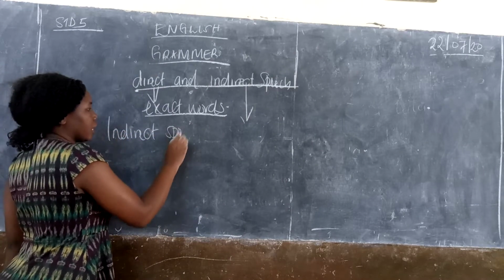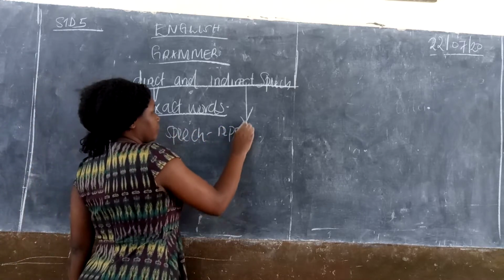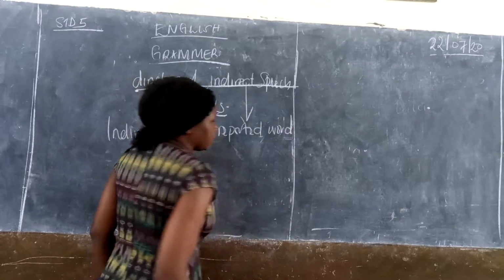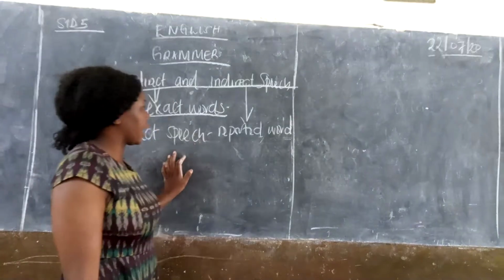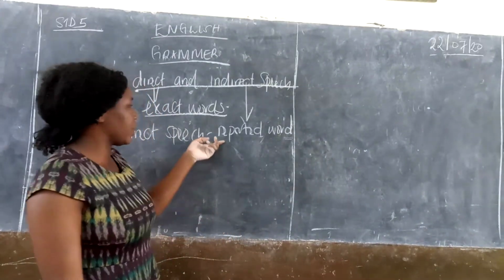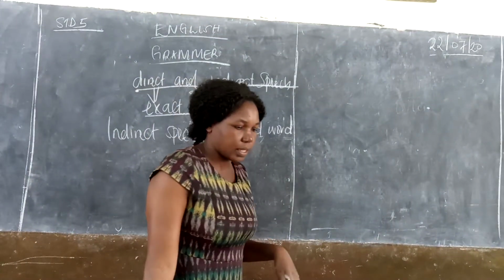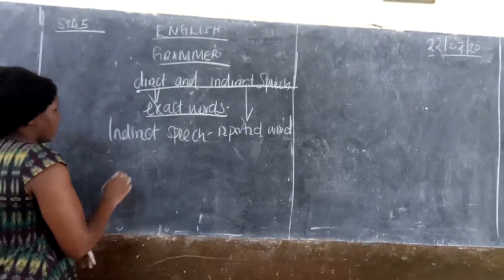Indirect speech. These are reported words. Reported words meaning someone has already spoken and you are only trying to say what that person was telling about. Example, in a sentence, we have grandfather said that.